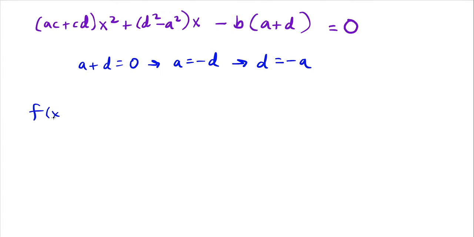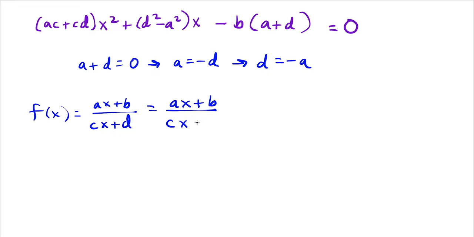So now what we'll do is we'll take our original function here. We have f of x was equal to ax plus b over cx plus d, and we're going to replace the letter d with minus a. So we could rewrite f of x now as ax plus b over cx minus a. And now from this step, we're going to make use of the initial conditions. We had f of 19 equals 19, and we also had that f of 97 is equal to 97.